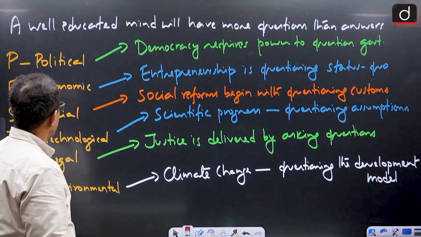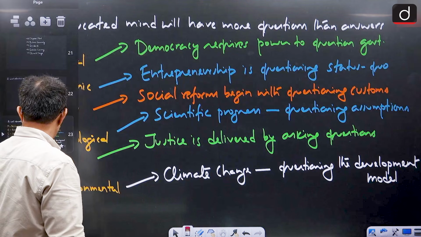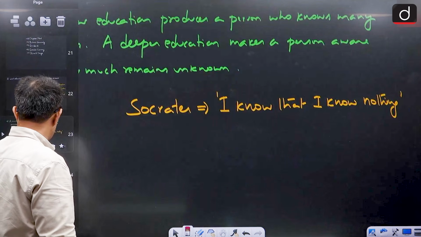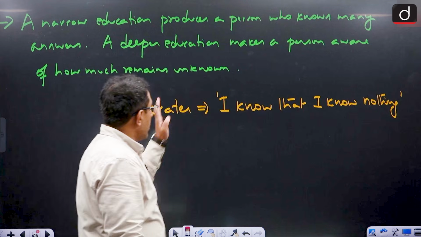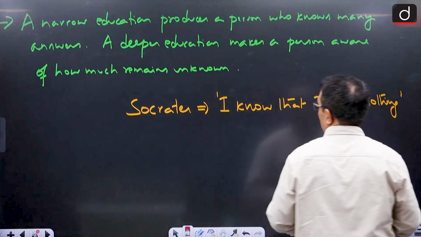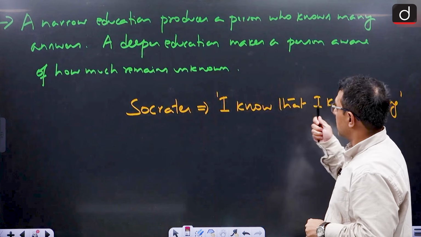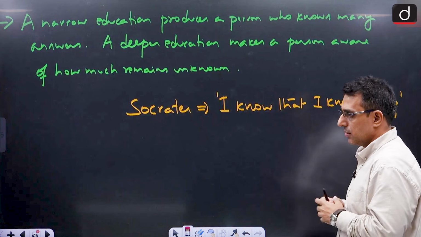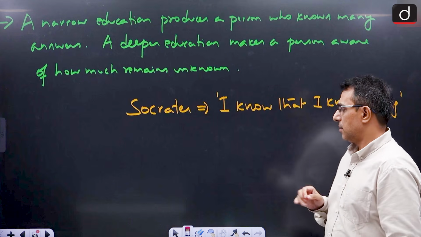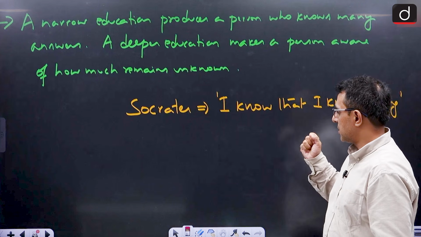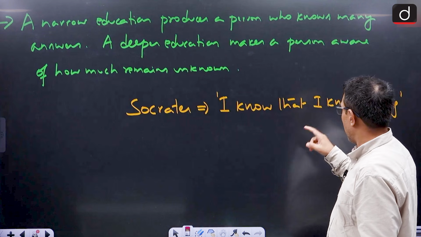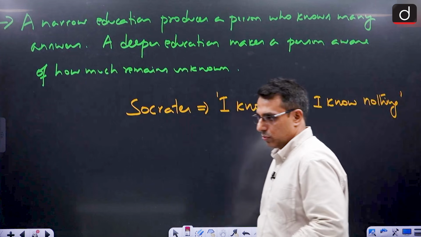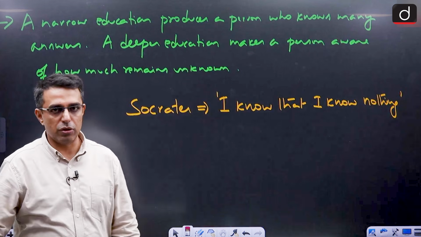Right. So here also we can use the PESTLE dimensions, but before that let's look at this. A narrow education produces a person who knows many answers, but a deeper education makes a person aware of how much remains unknown. Right. So that is what we need to explore in this essay. And Socrates has said this: "I know that I know nothing." Right. So again we can use this quotation also.